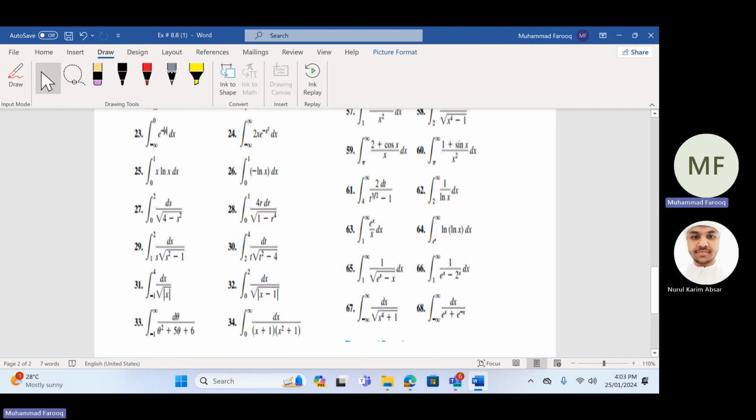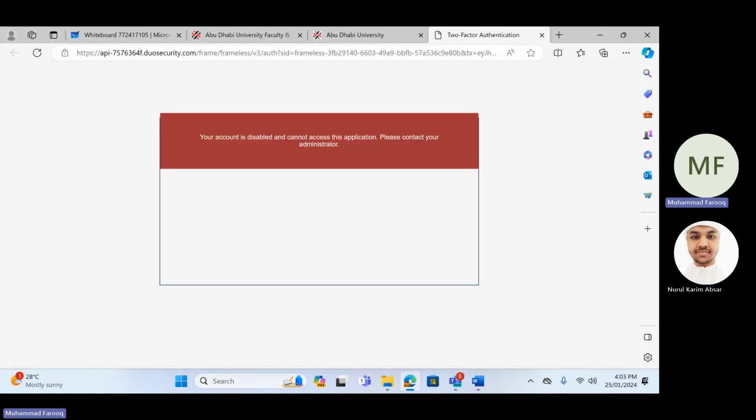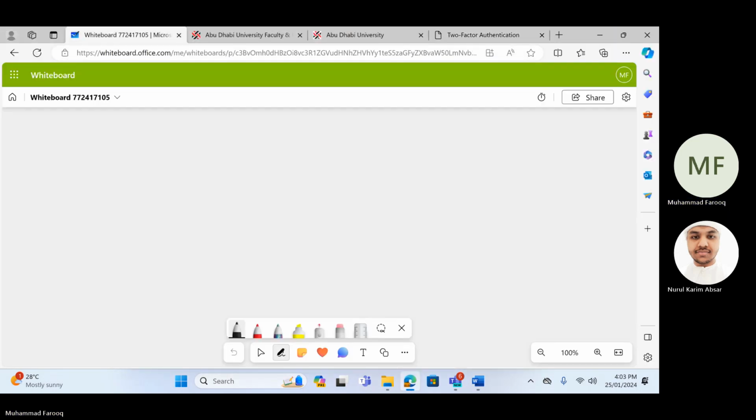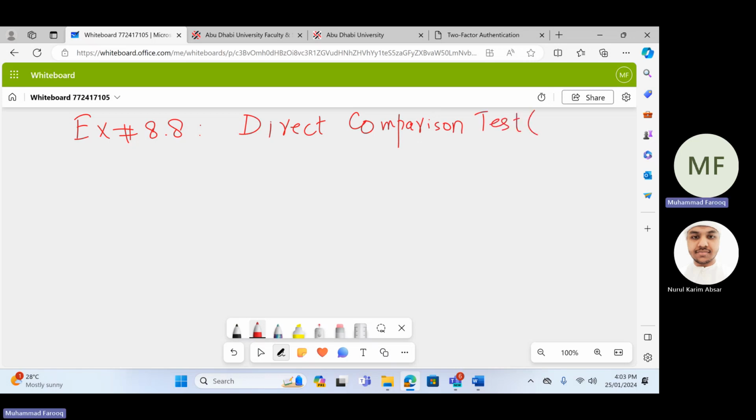Right now, as I told you, we basically have to answer this convergence and divergence question without integration. So of course we need a method. In the same exercise 8.8, we have a method called the direct comparison test. In short, we say DCT.